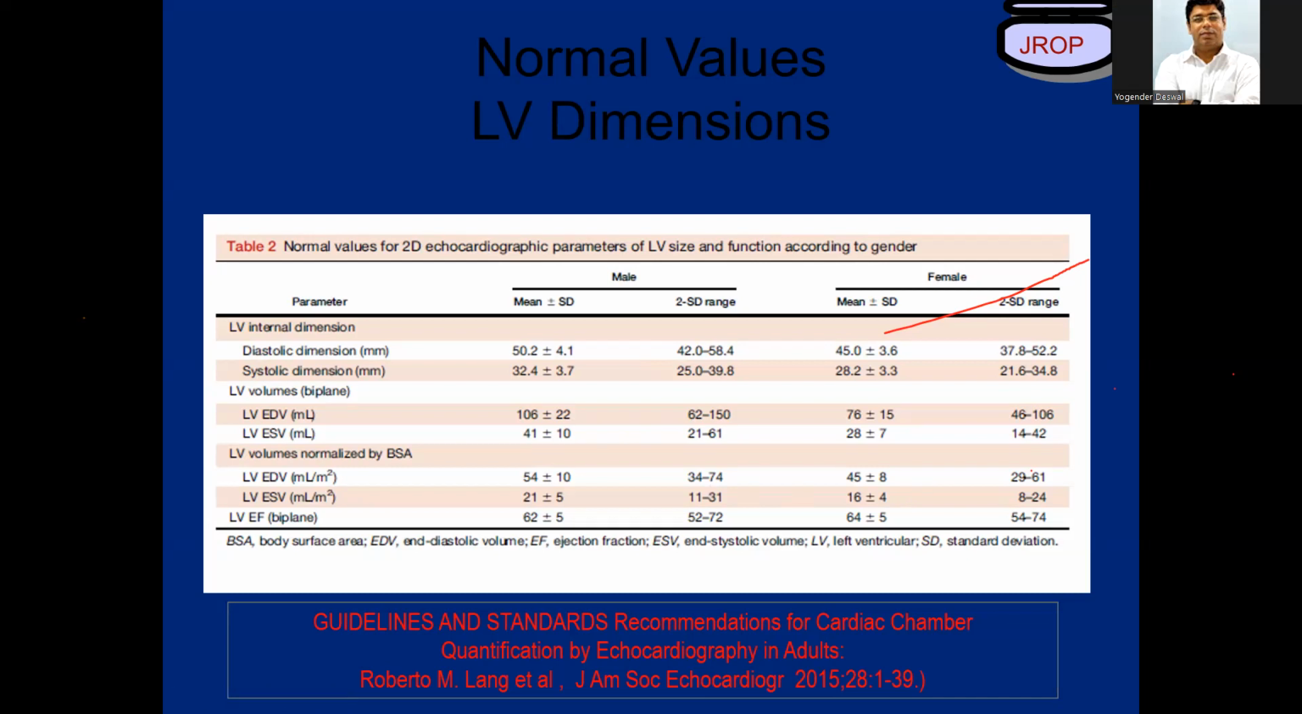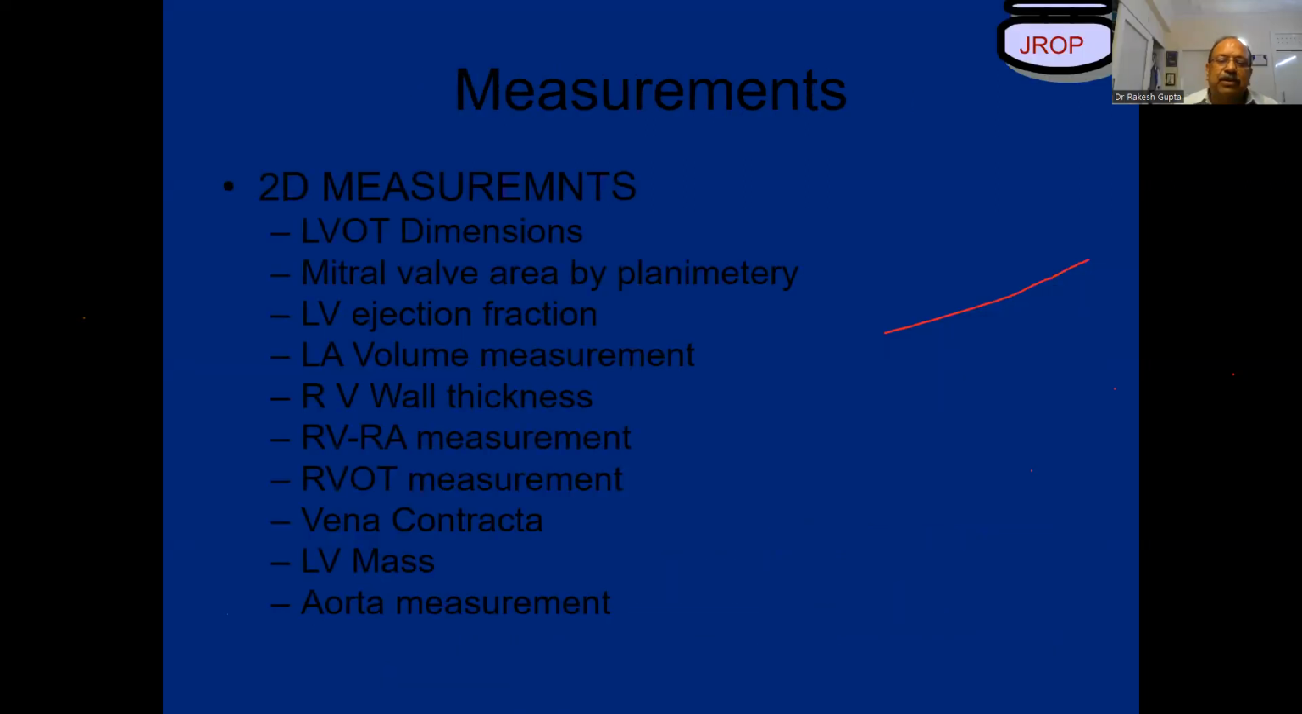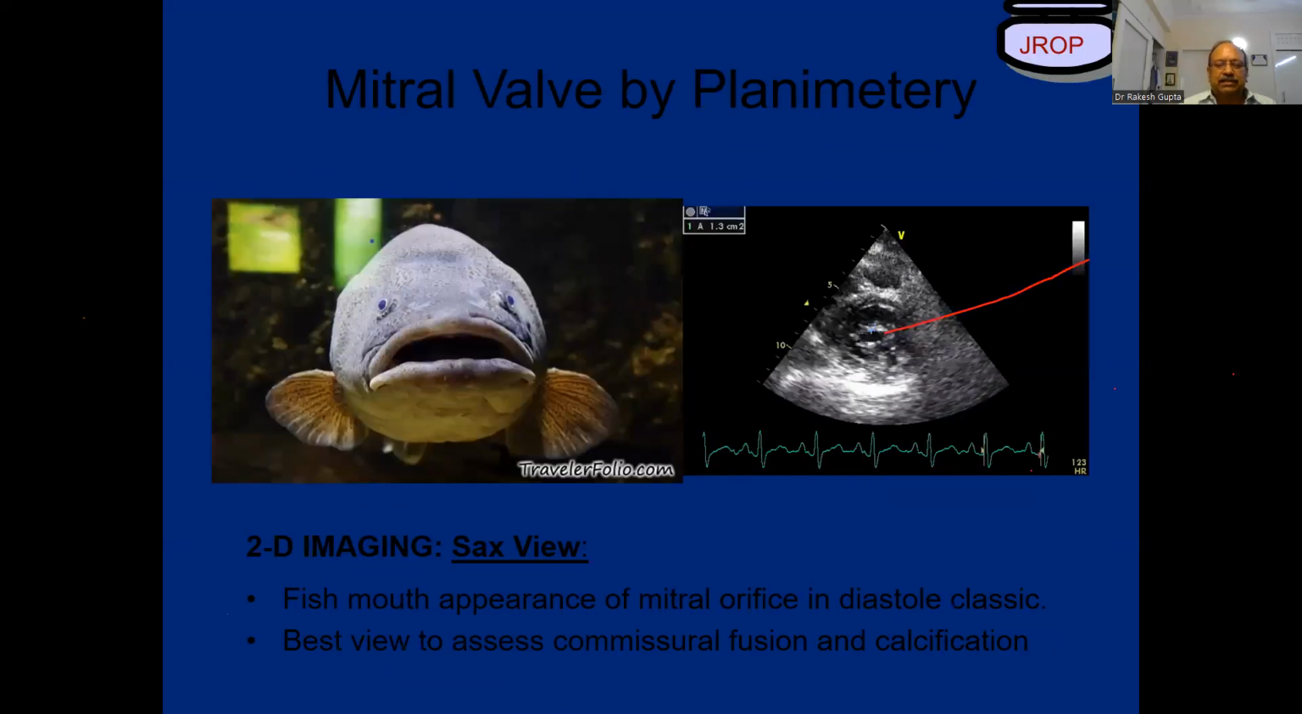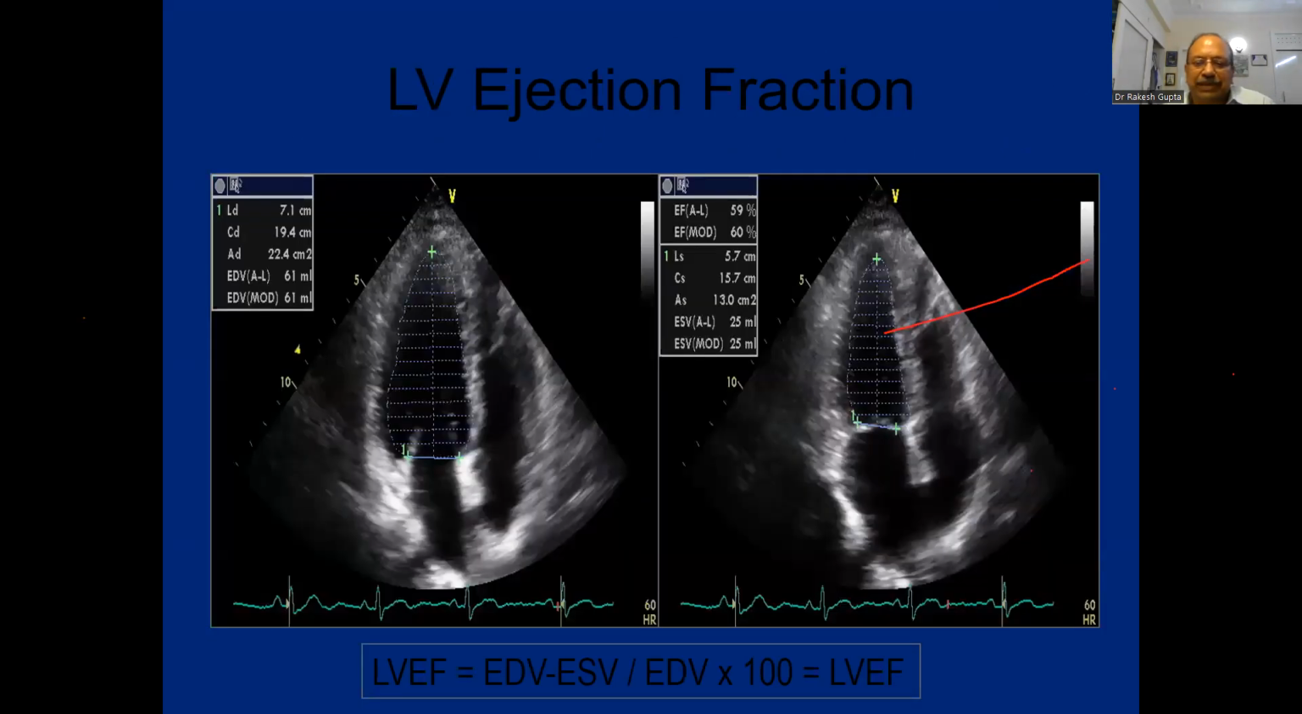Post-MI patients, one wall is thinned out, other wall is thickened. So sometimes we do get erratic LV ejection. Always measure your black and white interface. Always, always. That should be the dictum. Right, sir. Thank you, sir. All right, dear.